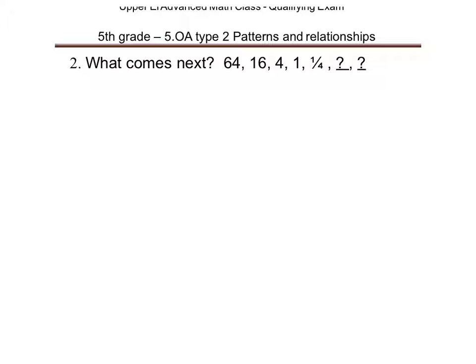Well, what comes next in this sequence? So how did we get from 64 to 16? Well, you could say it was minus 48. So you just check and you say, am I minusing 48 again? No, I only minus 12 to get to there. So then you say, if I'm going down, is it division? And indeed it is. It's divided by 4.